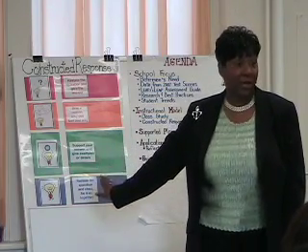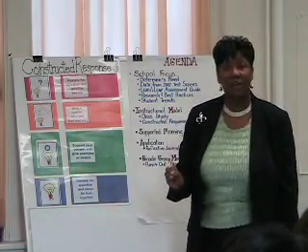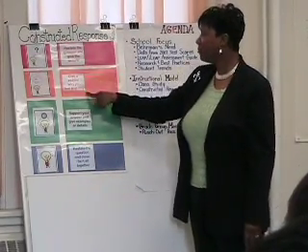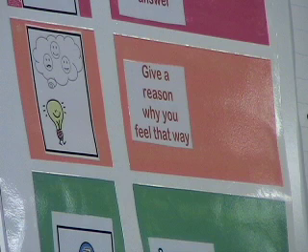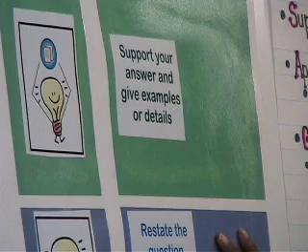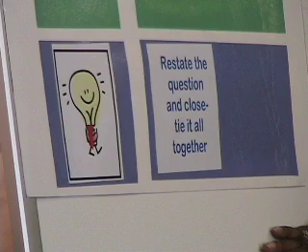They don't have this strategy in front of them or the poster during LEAP and iLEAP. So we wanted to think of a way that we can help them remember it when it's not there. So that's their little mnemonic device. RQ wore a red tie. Red, restate the question and give the answer. That's step one. Step two, give a reason why you feel that way. That's our orange section. Step three, green, support your answer and give details. Then step four, restate the question and tie it all together.